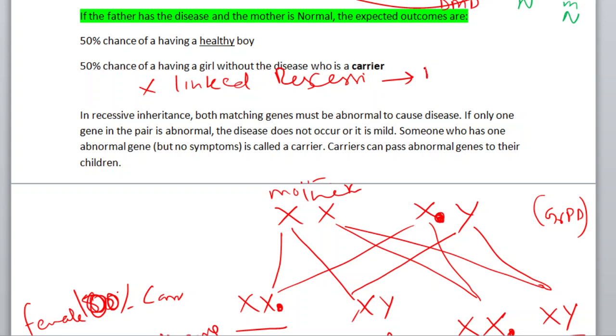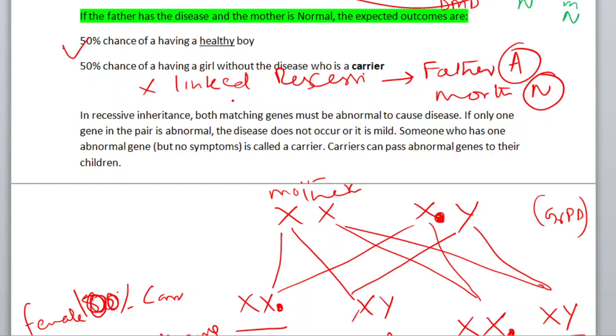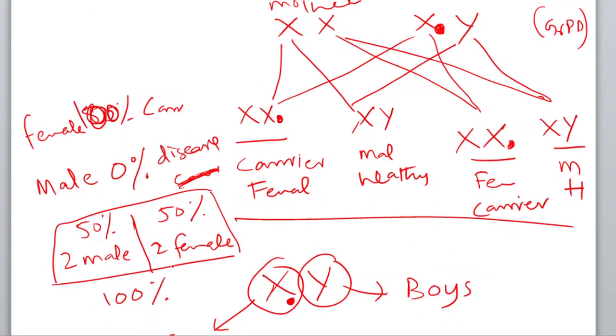where the father is affected, but the mother is normal. Now look at how many statements they can get out of it. They can say there is a 50% chance of having a healthy boy. In 100% of the children, 50% are normal children, which are boys, of course, and 50% of the children are carriers, which are female.